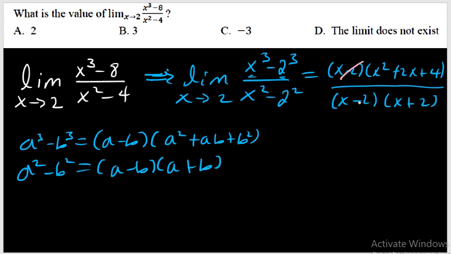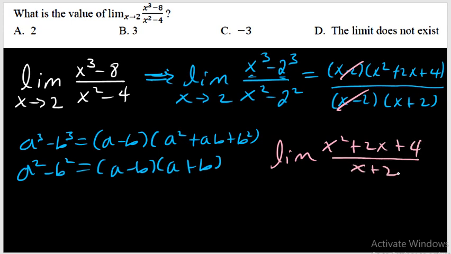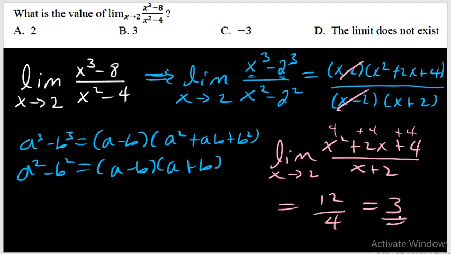Now x minus 2 in both can be cancelled out, and in the numerator x squared plus 2x plus 4 remains, and in the denominator just x plus 2. So as x goes to 2, now we can insert the 2 directly, because the problem was x minus 2 in both, which was giving us 0. Now if we substitute the 2 directly, the upper part will be 4 plus 4 plus 4, which is 12, and the denominator part 2 plus 2, which is 4. So the answer will be 3. That's B.